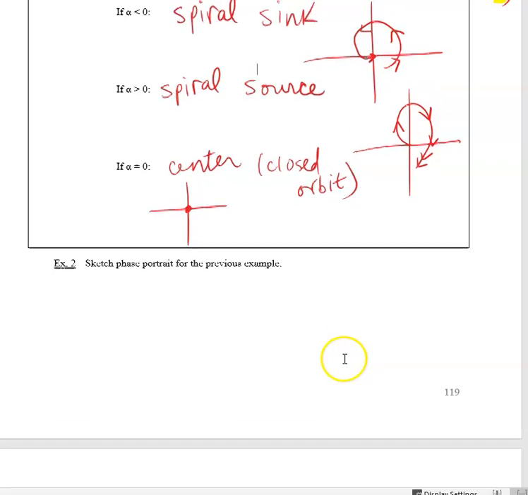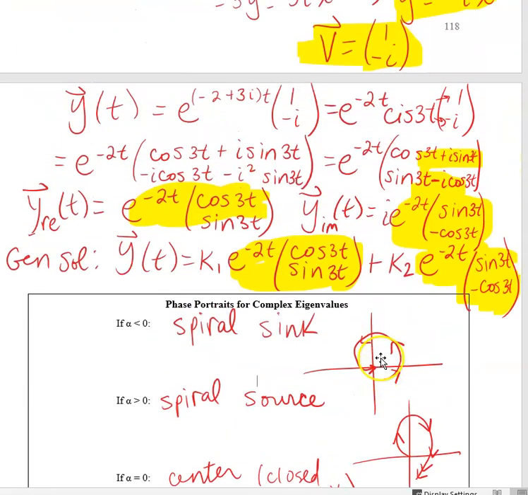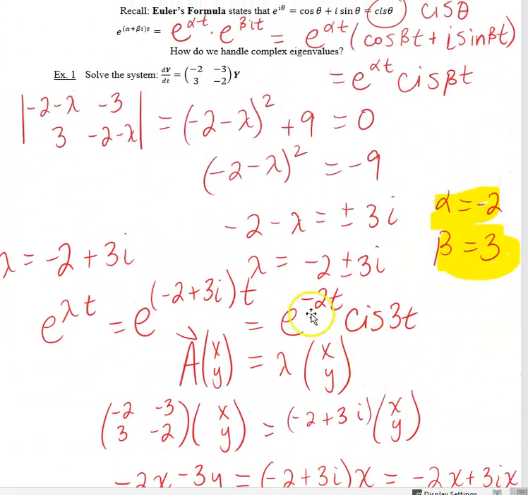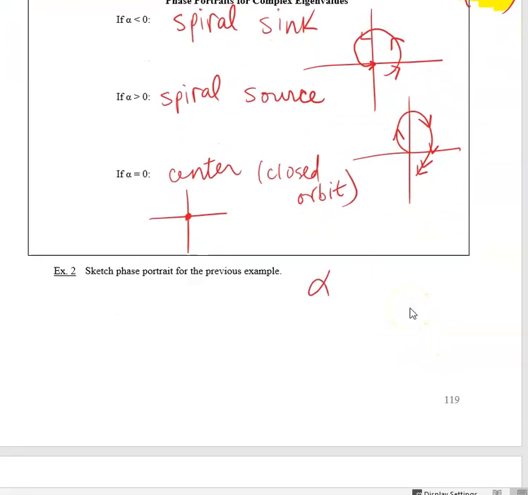So last part, let's sketch the phase portrait for the previous example. What was our alpha value in the previous example? Well, that was -2, so that means that we are going to be looking at a spiral sink. So my alpha value was -2, so I'm going to go ahead and draw just a real basic sketch here. Everything is going to be going towards the origin, and we would have some other solutions around it that follow the same pattern.